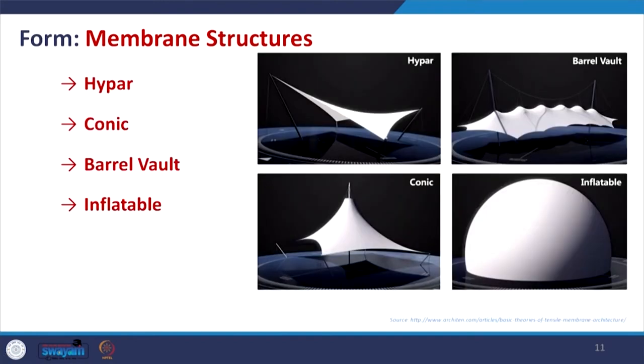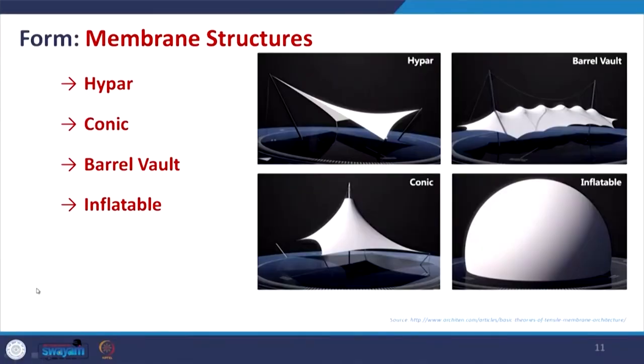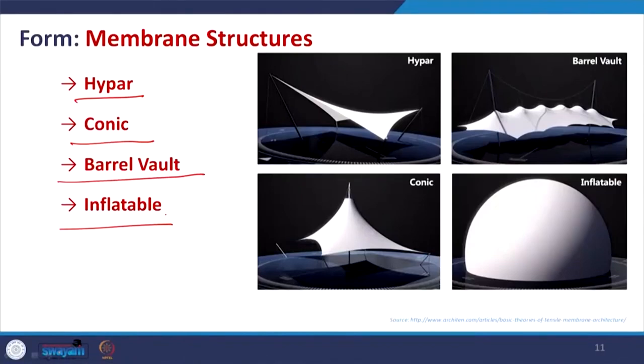Now, let us see how we can classify membrane structures in terms of form. We have four defined categories: first is the hyper, then the conic, barrel vault and inflatable. Before we discuss each of them in detail, this is a summary of all these types. First, the hyper: the supports are placed at different heights, and we give different tension to different portions of the cloth, membrane or fabric, and create a form of a hyperbola or hyperbolic paraboloid.